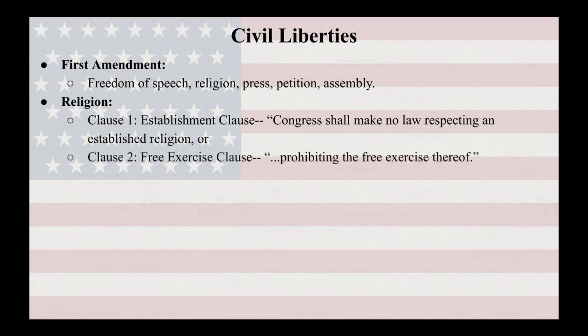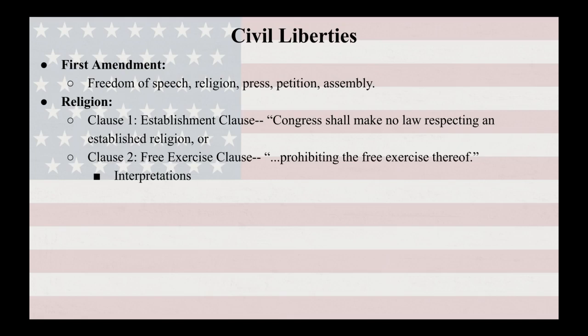The second clause says, or prohibiting the free exercise thereof. And so we need to look at the interpretations of this, because there are different interpretations. The authors of the First Amendment felt like government should be prohibited from establishing an official church or religion. And as I said, they had just separated from England. They had just separated from the Anglican Church, and under the Anglican Church, they were not always free to practice as they saw fit. They didn't want that for their new country. Okay, so that's the first interpretation.